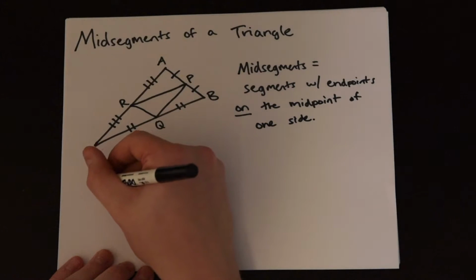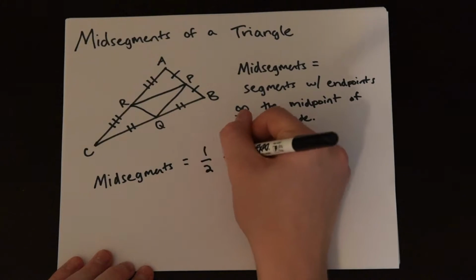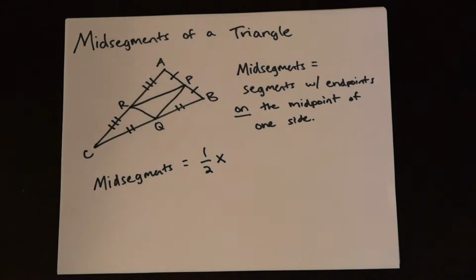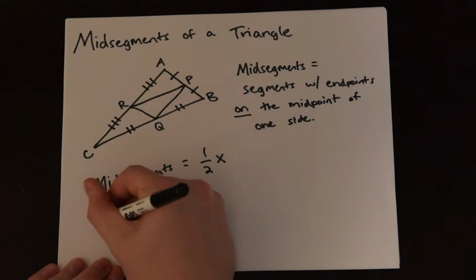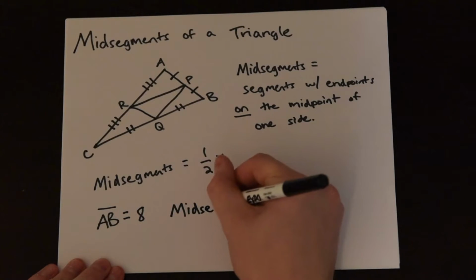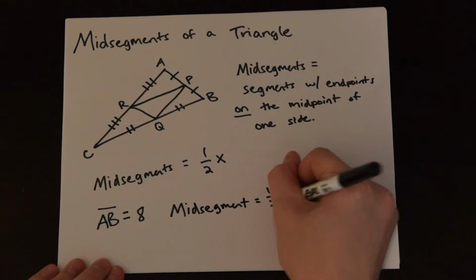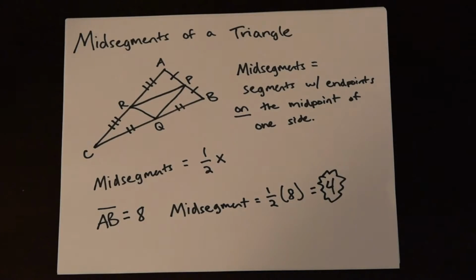The formula you use when dealing with midsegments would be 1/2 of x. And that simply means that you take the side that the midsegment is on and you divide it by 2. So if AB was 8, you do 1/2 of 8, which equals 4. And that means that each side of AB equals 4.